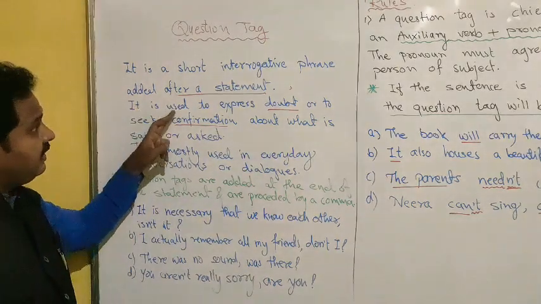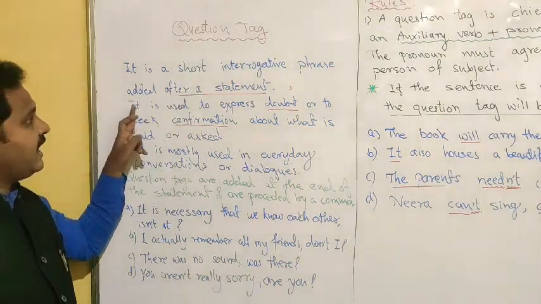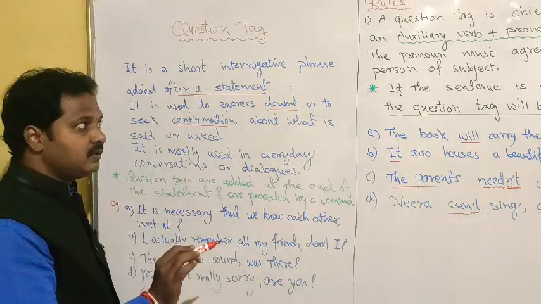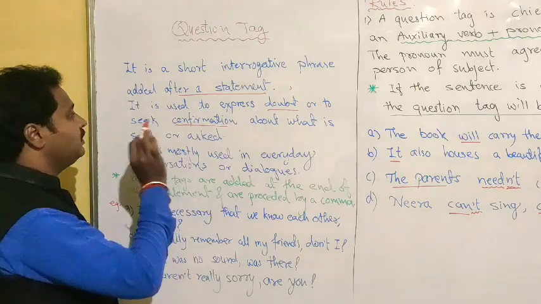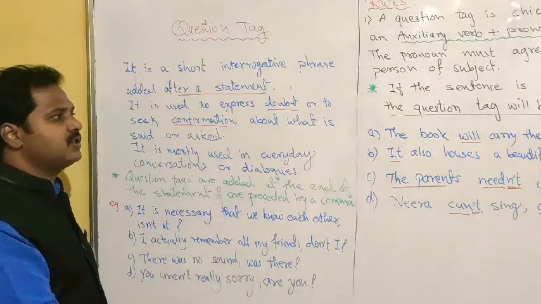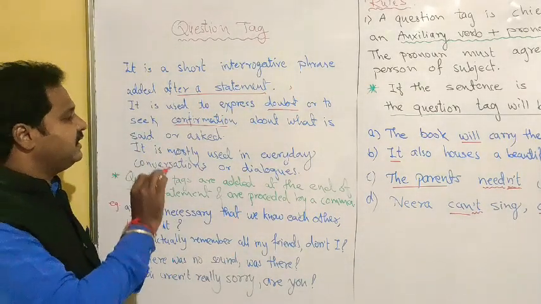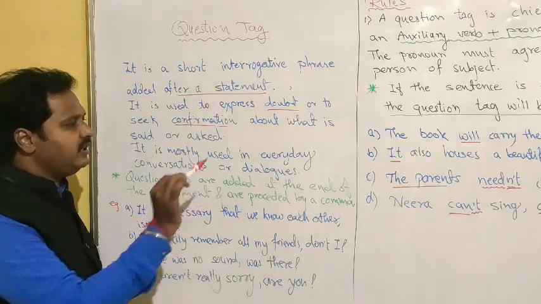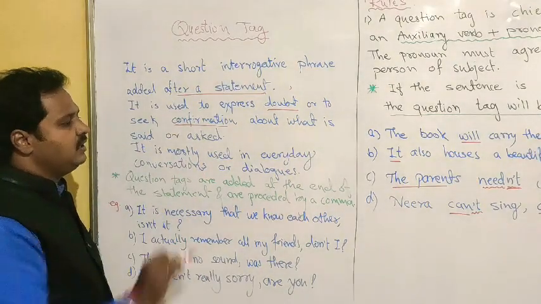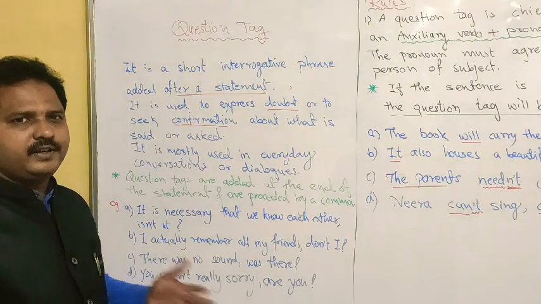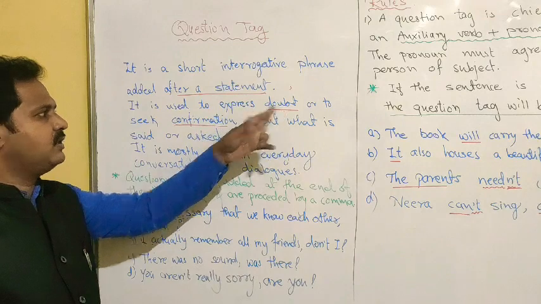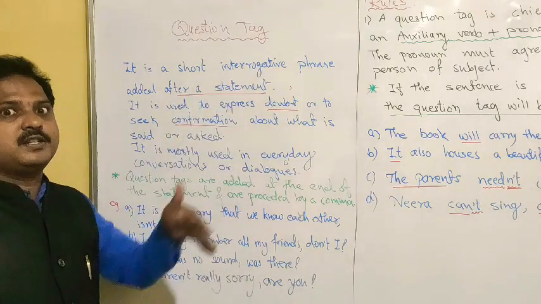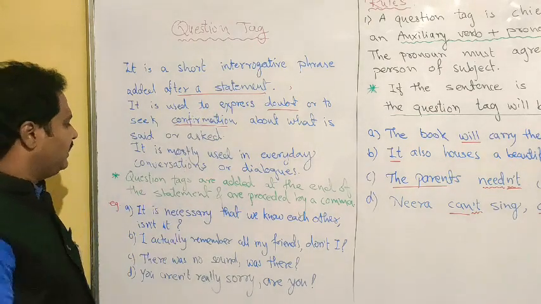Once again, what is a question tag? The question tag is used to express a doubt or to seek confirmation about what is said or asked. It is mostly used in everyday conversations or dialogues because we use doubts and confirmation everywhere. So question tags are everywhere, but we don't know what a question tag is. So let us see here.